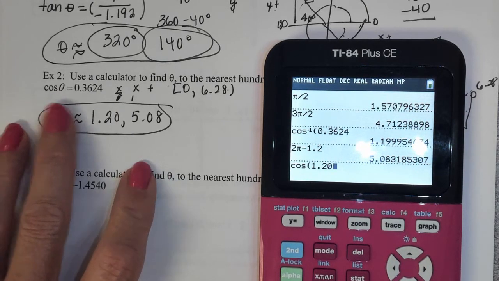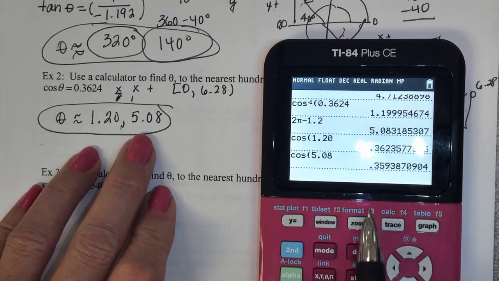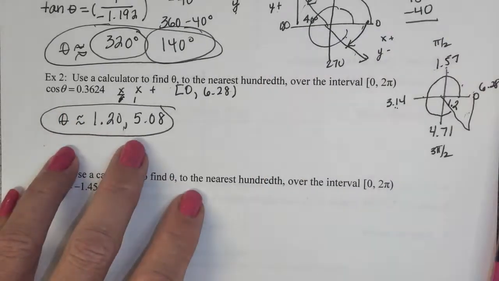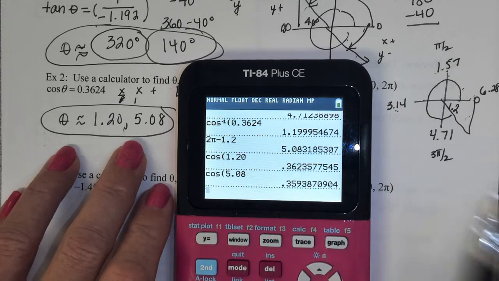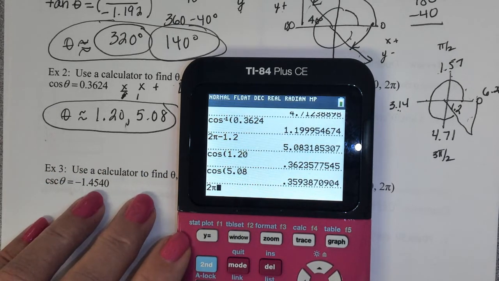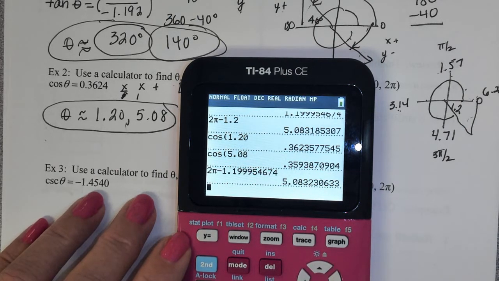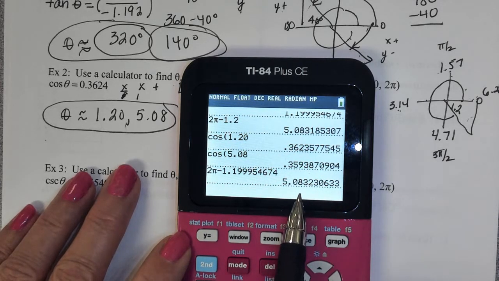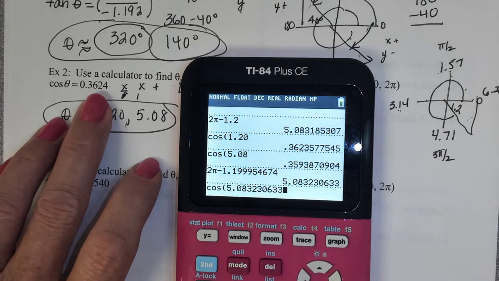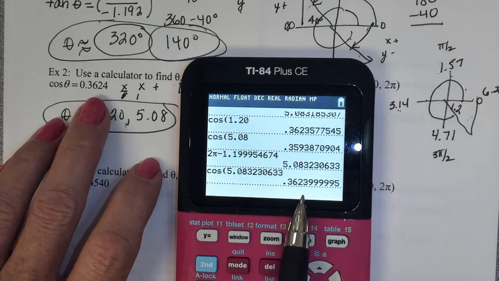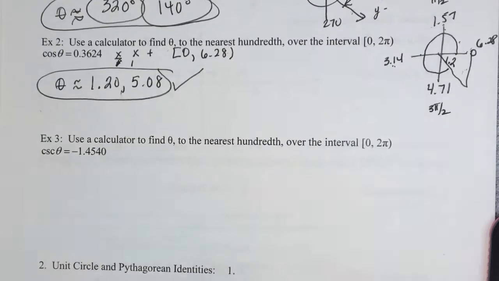Let me check by plugging in. What's the cosine of 1.20? It should be this. Yep. What's the cosine of 5.08? It should be the same thing. Ooh, that's a little bit off. Did I round too much? Let's see, what is that reference angle? I'm going to use the exact value here: 2 pi minus this more exact 5.08. Okay, it's just because we rounded so much. If I actually plug in the cosine of that angle exactly, I bet we're going to get a really nice answer there. Yep, 0.3624. So that rounding does make it a little bit off, but it still is the correct answer for rounding to the nearest hundredth.